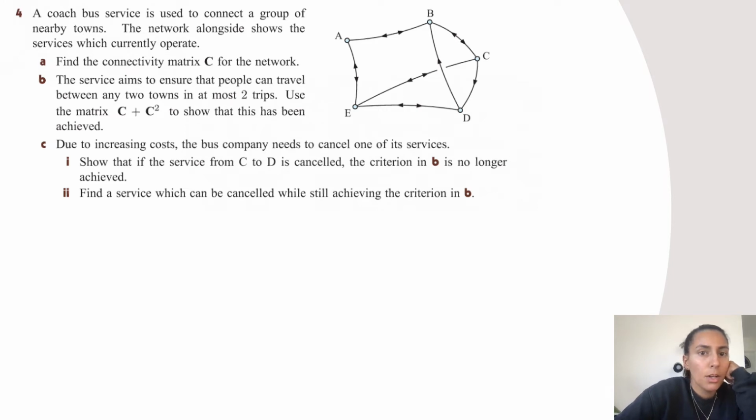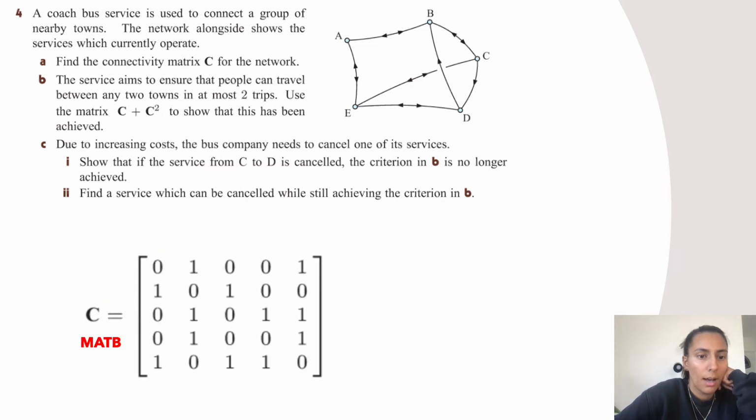All right, so a coach bus service is used to connect a group of nearby towns. The network alongside shows the services which currently operate. Find the connectivity matrix C for the network. All right, so you guys know how to do that. I'm just going to put it up here. This is my C. I am going to save it in my graphics calculator as Mat B. So that is part A done.